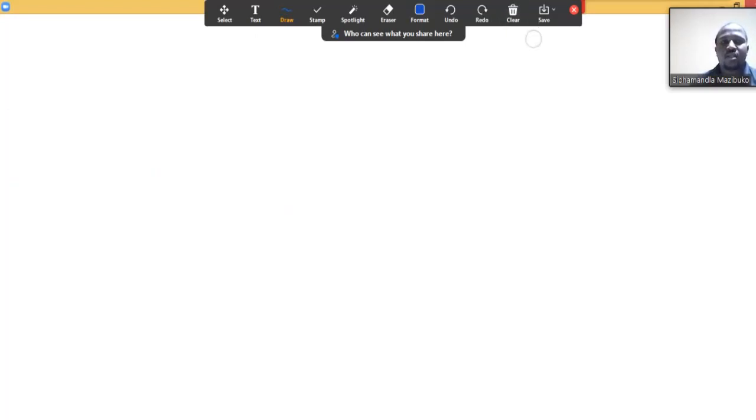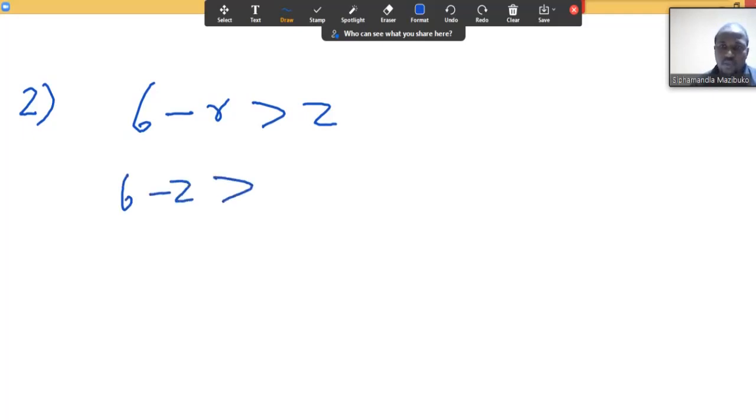Let's look at our second example. Our second example will have 6 minus r less than 2, so we can look at this as 6 minus 2 less than r. Okay, this is 4 less than r. So we're looking at 4 less than r.